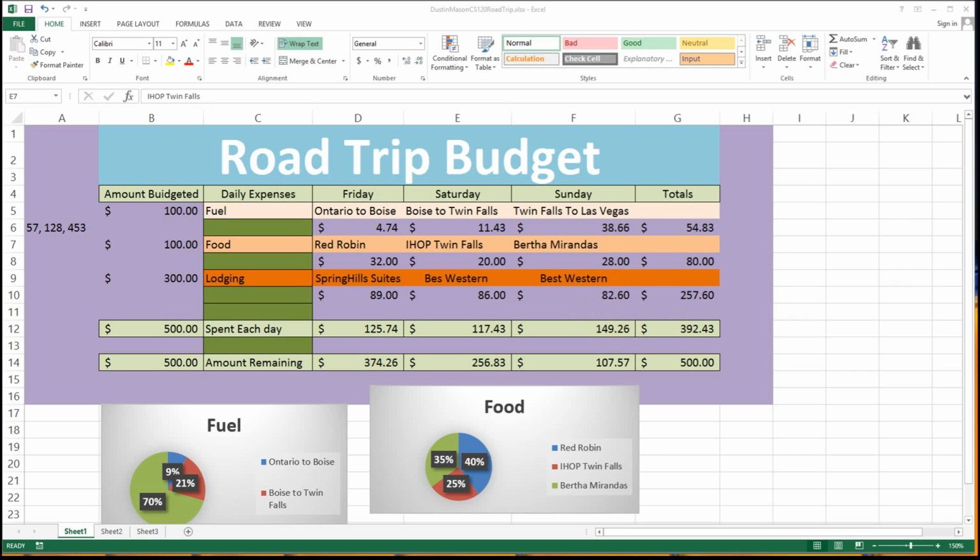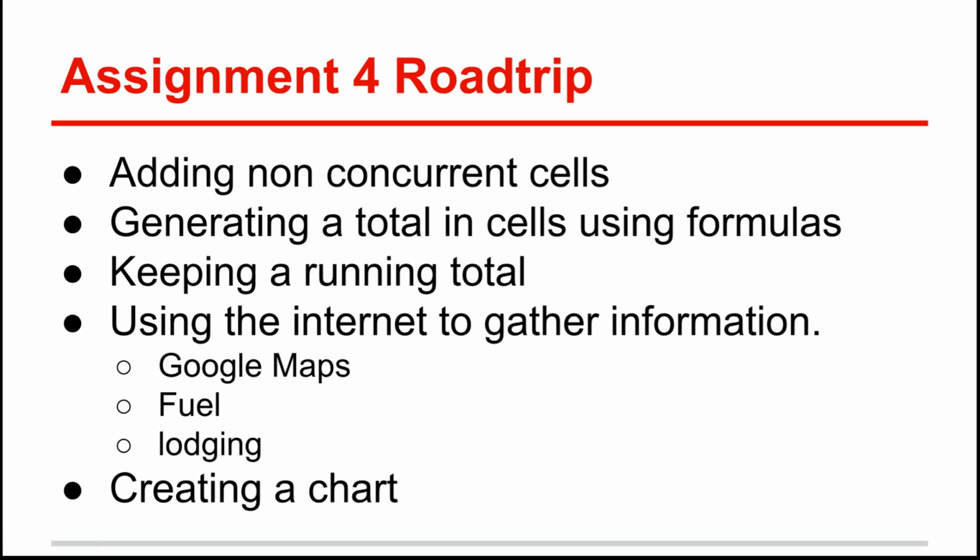Okay, in today's video, we learned how to add non-concurrent cells. We generated a total in a cell using a formula just in that cell. We kept a running total, which is one other thing we learned how to do. And we used the internet to gather information from Google Maps, such as distances between cities. We found fuel prices online. We also found lodging. We didn't actually get into lodging, but you got the concept. And we learned how to create charts.